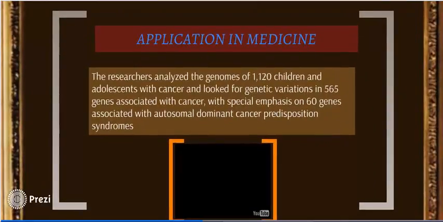Application in medicine. The researchers analyzed the genomes of 1120 children and adolescents with cancer and looked for genetic variation in 565 genes associated with cancer, with special emphasis on 60 genes associated with autosomal dominant cancer predisposition syndromes.